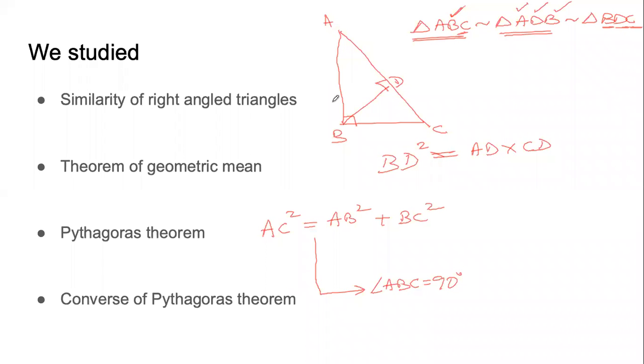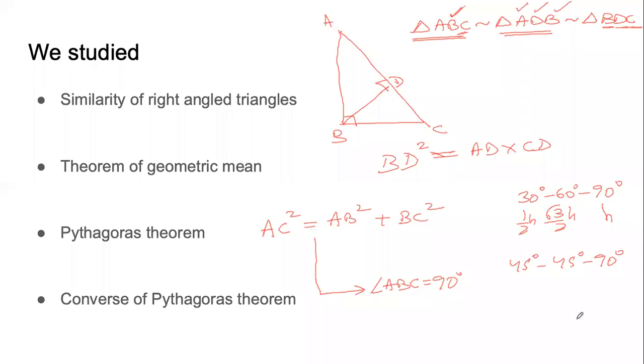A couple of other things that we need to remember for this exercise are the special cases of the 30-60-90 degree triangle and the 45-45-90 degree triangle. In the 30-60-90 degree triangle, if the hypotenuse is h, then the side opposite to the 30 degree angle is 1 by 2 h, and the side opposite to the 60 degree angle is root 3 by 2 h.